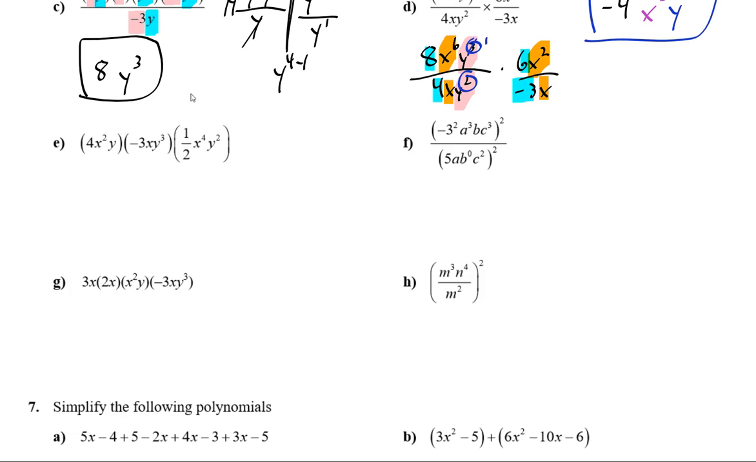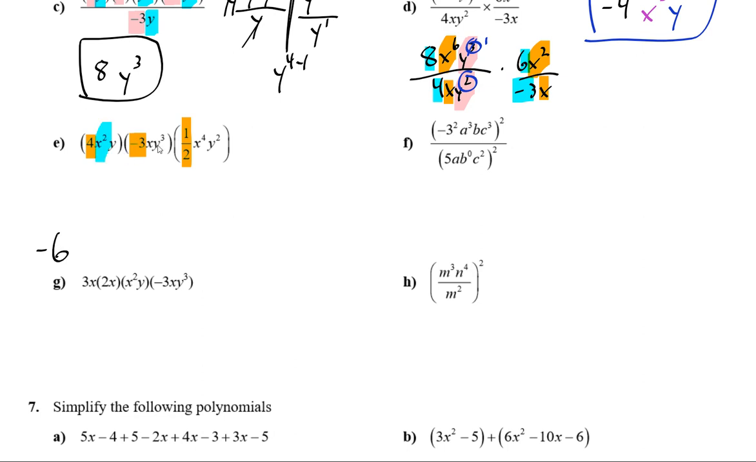Next, we'll keep doing the same kind of thing. So I'll take a look at my numbers. 4 times 3 times a half is 6. So for the numbers, I know I'm going to have 6 as my answer. It's going to be negative 6 because I only had one negative sign there.